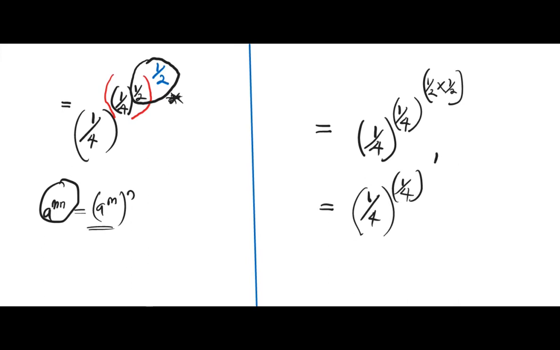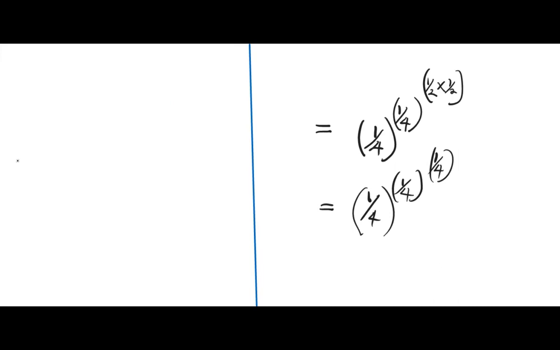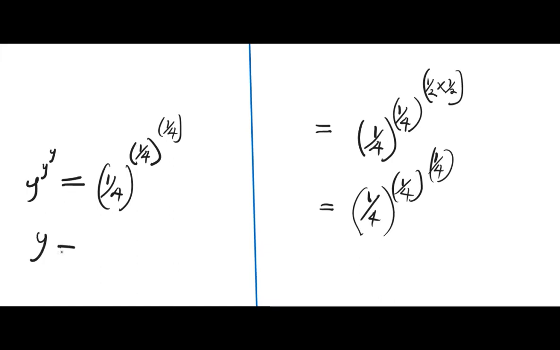Okay, so let's now bring back the left hand side of the equation, right? We have y raised to the power of y raised to the power of y equals 1 over 4 raised to the power of 1 over 4 raised to the power of 1 over 4. Okay, so if you compare this and this, you will discover that our y equals 1 over 4.